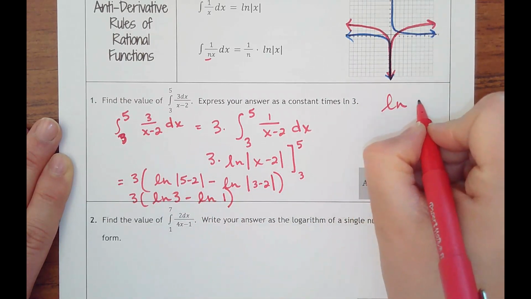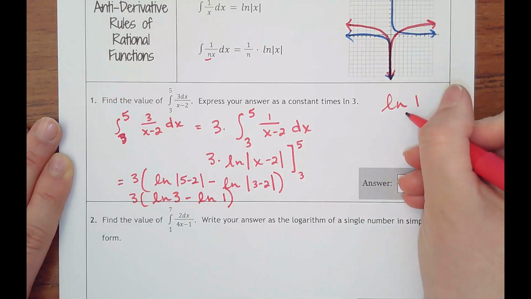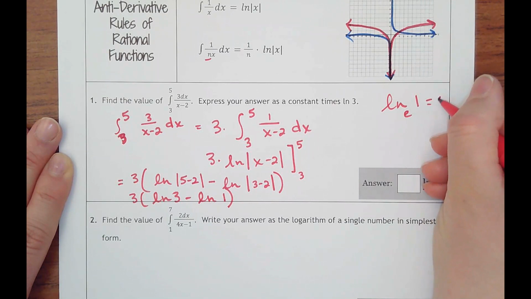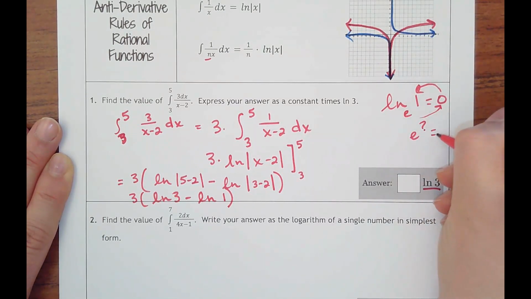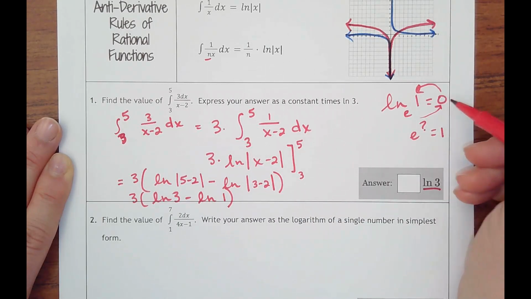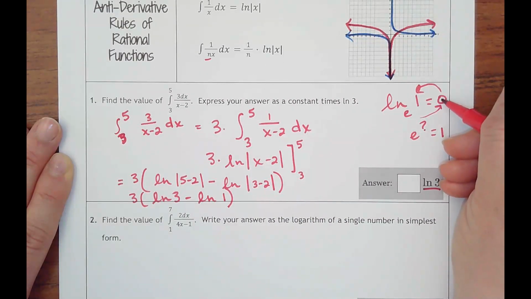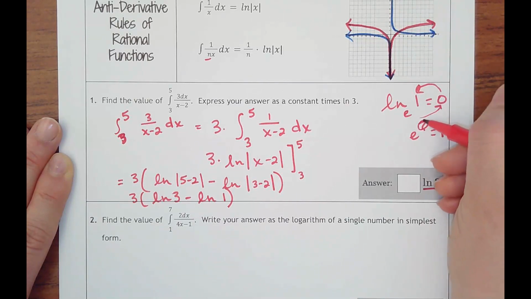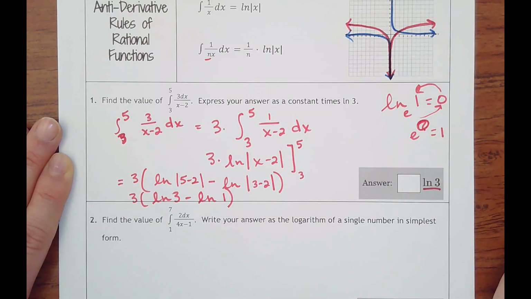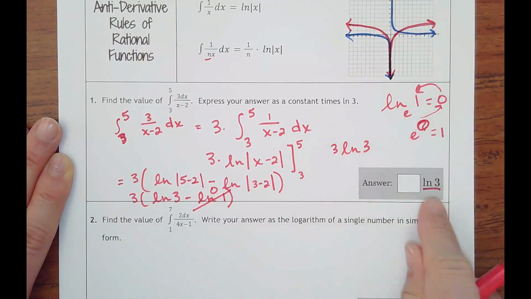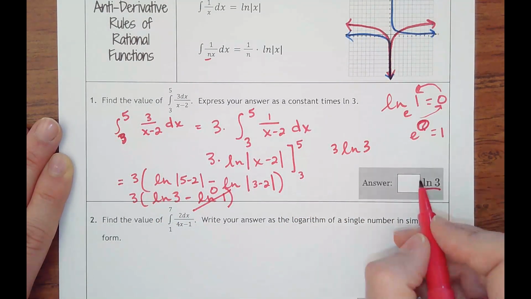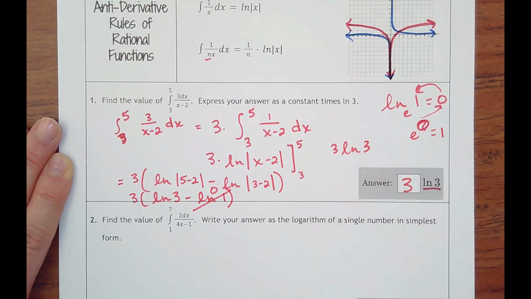Remember what ln of 1 means. Natural logs have a base of e. They're saying e to what power would make 1? Oh, I meant to put a question mark. I already gave the answer. E to what power would make 1? Well, it has to be 0. So ln of 1 is really 0. So I actually just have 3 natural log of 3. So actually I don't have to manipulate this at all. I have natural log of 3. It's 3 times natural log of 3.